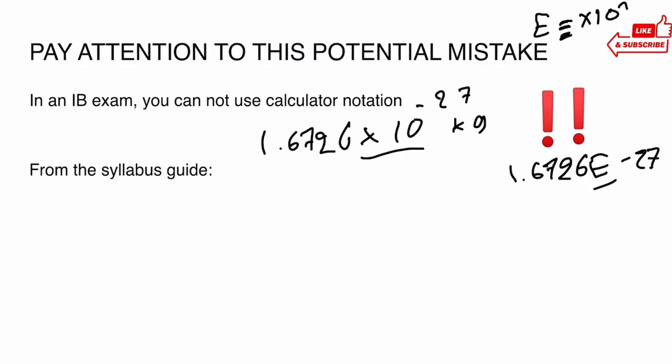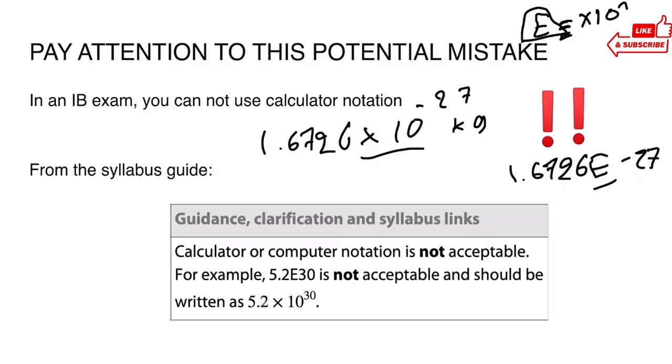However, in an IB exam, you cannot write e. You must write times 10 to the power of. This right here comes directly from the syllabus guide of the IB. It says calculator or computer notation is not acceptable. For example, 5.2 E30 is not acceptable and should be written as 5.2 times 10 to the power of 30. So you want to ensure that you use the correct notation, otherwise you may lose points in your IB exam.